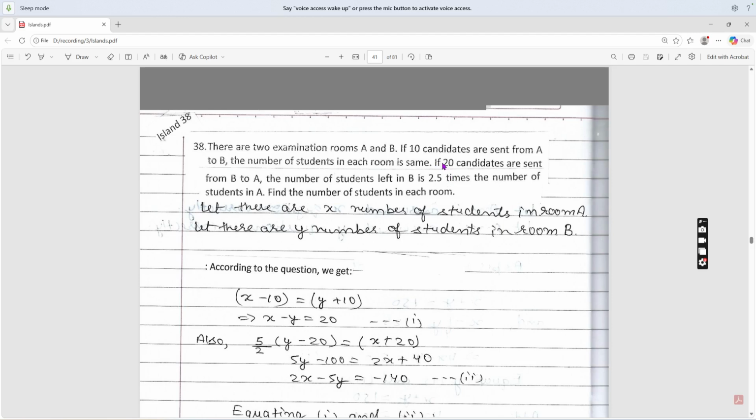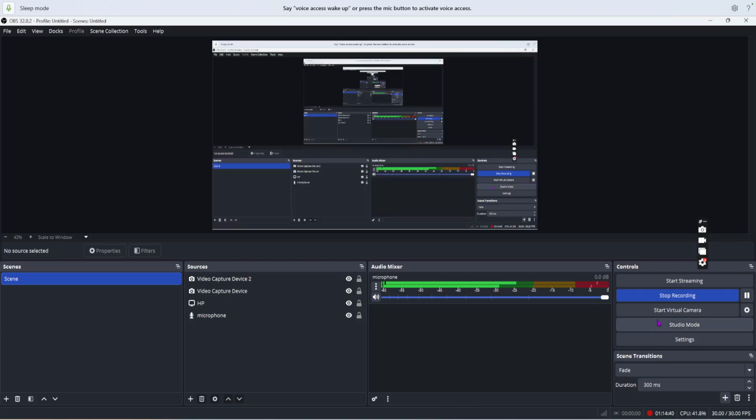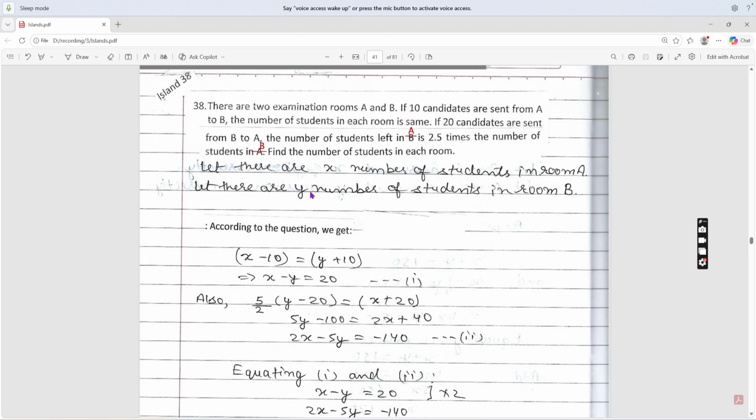Now just see, if 20 candidates are sent from B to A, the number of students left in B is 2.5 times the number of students in A. That is what we have to see. So here clearly we can see that one's loss would be equal to one's gain. So here just see the second condition.